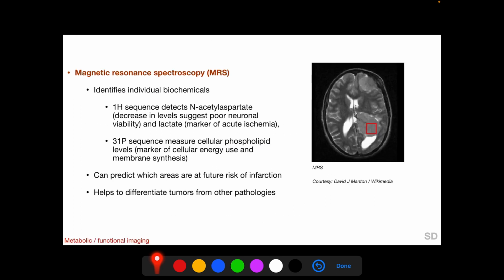Magnetic resonance spectroscopy identifies biochemicals in the body without using any kind of injected molecules. The 1H sequence detects N-acetyl aspartate. Decrease in levels of N-acetyl aspartate suggests poor neuronal viability. 1H sequence can also detect lactate, which is a marker of acute ischemia. 31P sequence measures cellular phospholipid levels, a marker of cellular energy use and membrane synthesis. MRS can predict which areas are at future risk of infarction, and it can help to differentiate tumors from other pathologies.